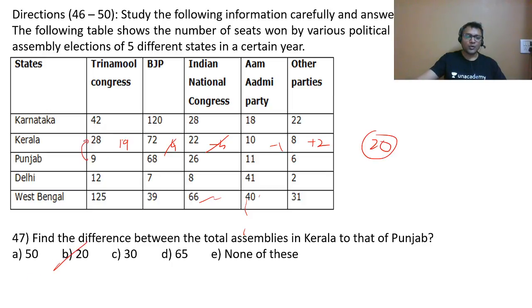Here Kerala 9 to 28 is plus 19. Here's plus 4 and here's minus 4. That gets cancelled off. Minus 1 and plus 2. Total becomes 20, which is B option.